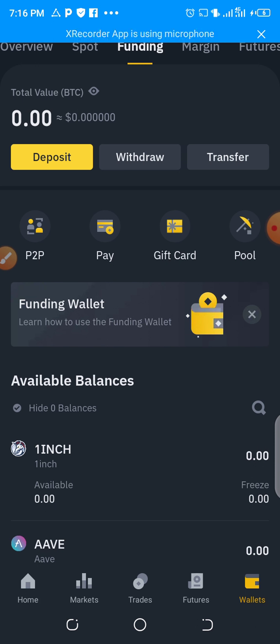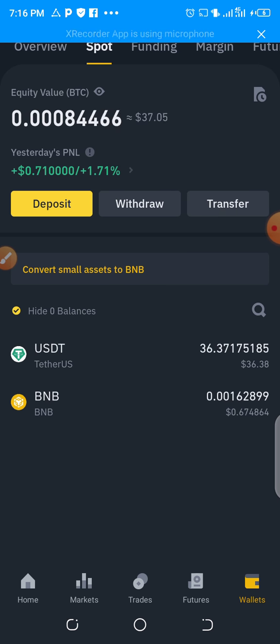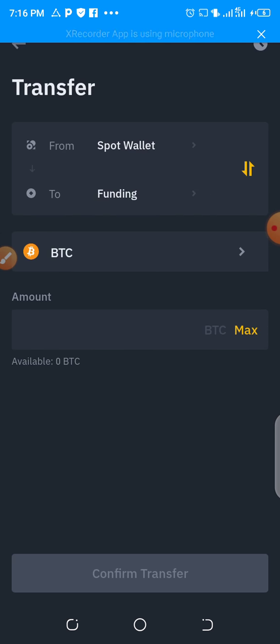So for now, we have two types of trading in Binance: spot trading and futures trading. I'm going to my spot wallet because I want to make a transfer. I already have $37 left here as balance. I click on transfer in the spot wallet.